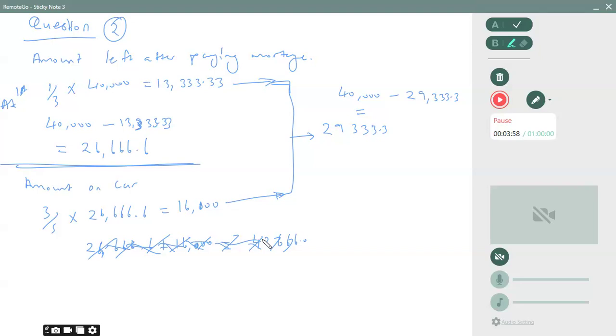Okay. 29,333.3 minus 40,000. So it is giving us 10,666.7. So this is what is left after both expenditures taking place.